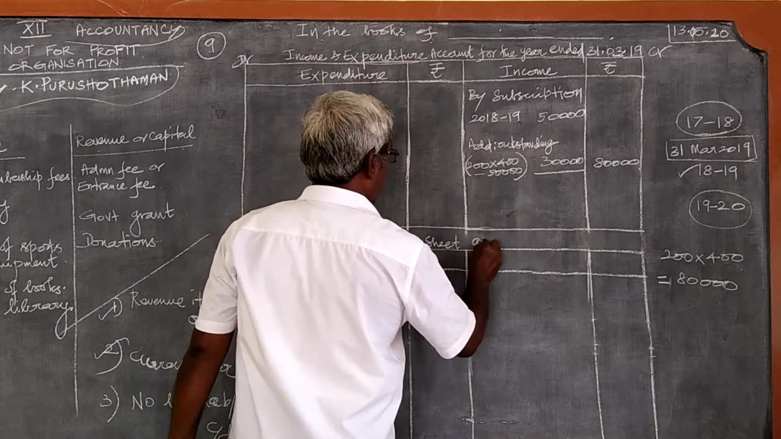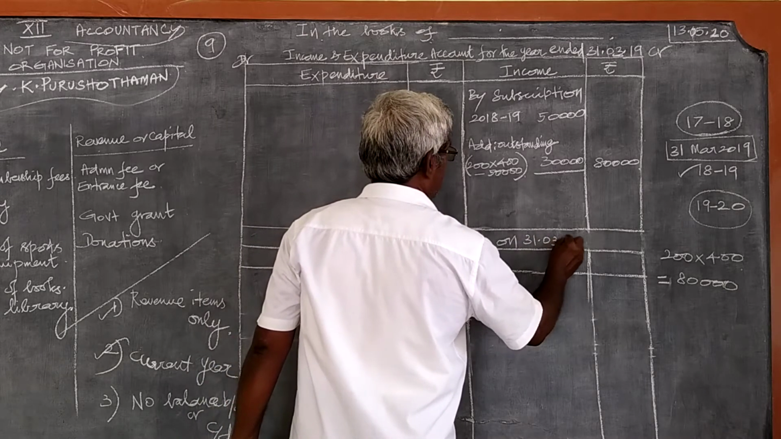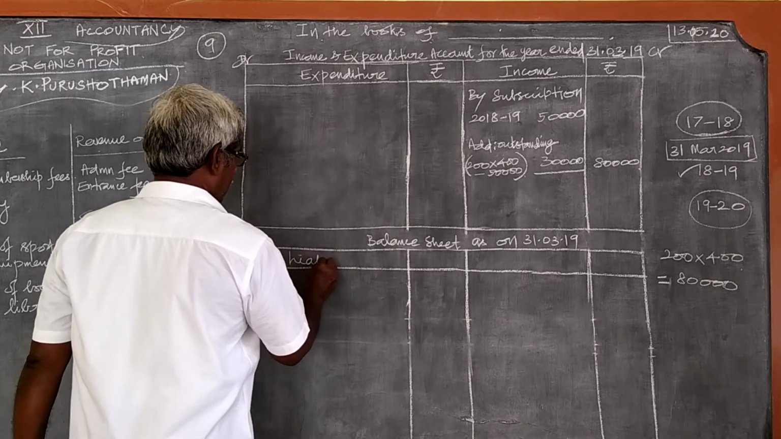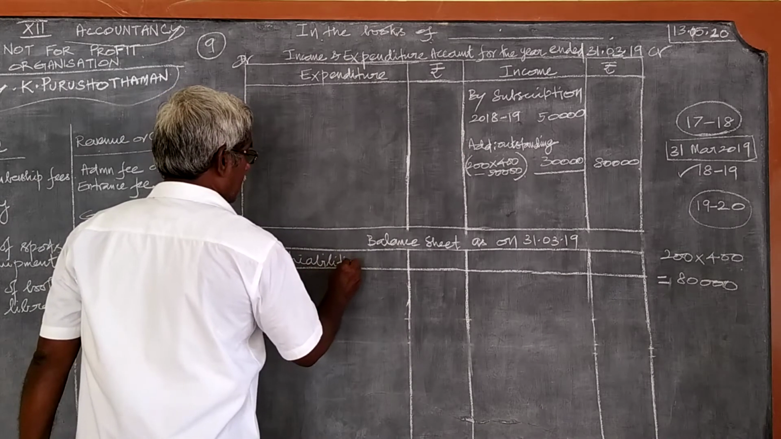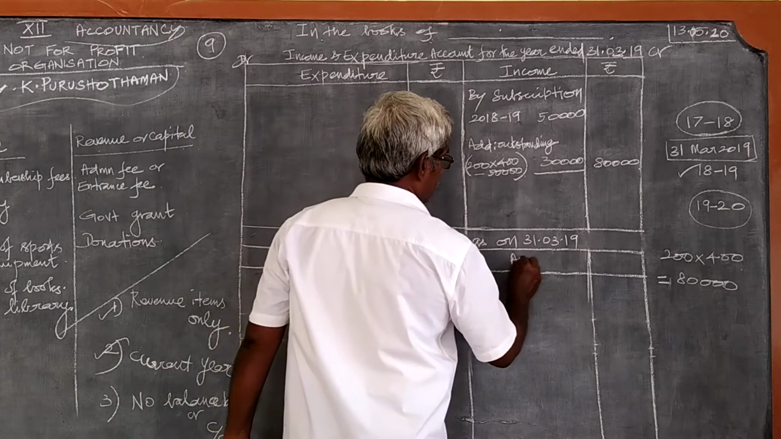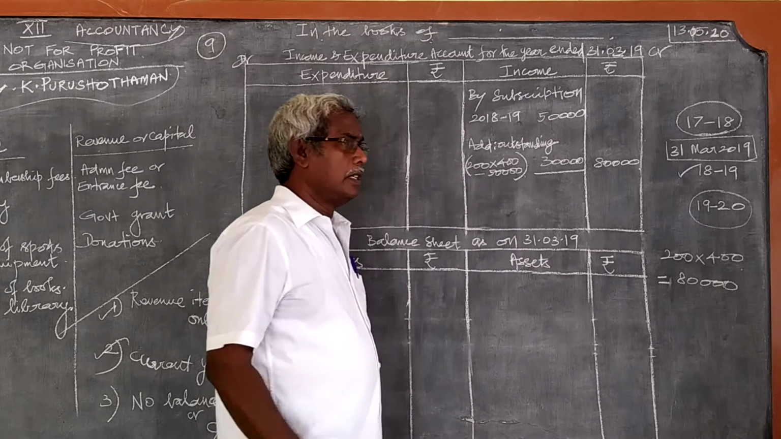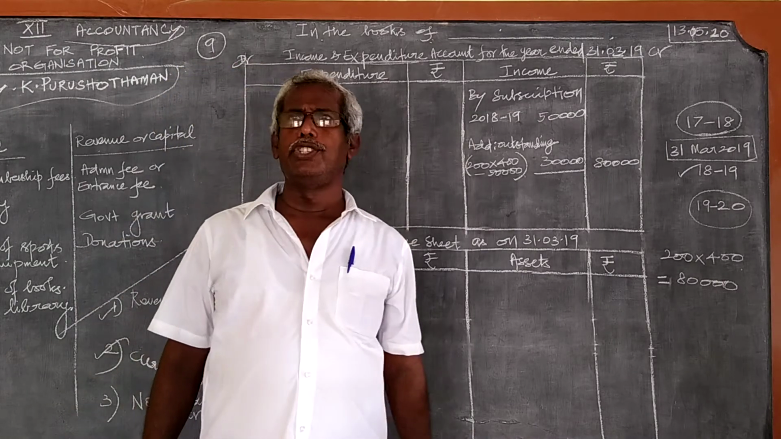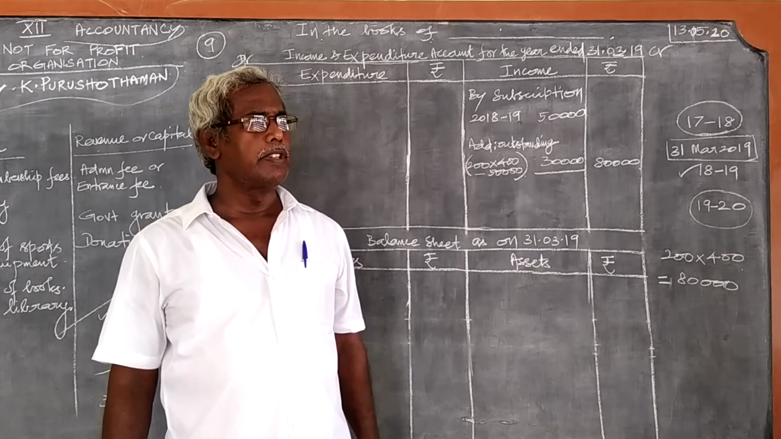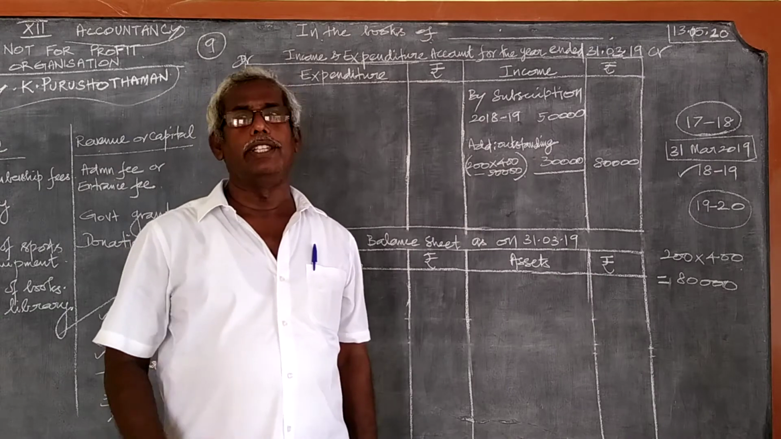Balance sheet as on 31/3/19. Liabilities, rupees here, assets, rupees. This is not a full-fledged balance sheet. Only one or two items which are given here in the problem will be posted there.